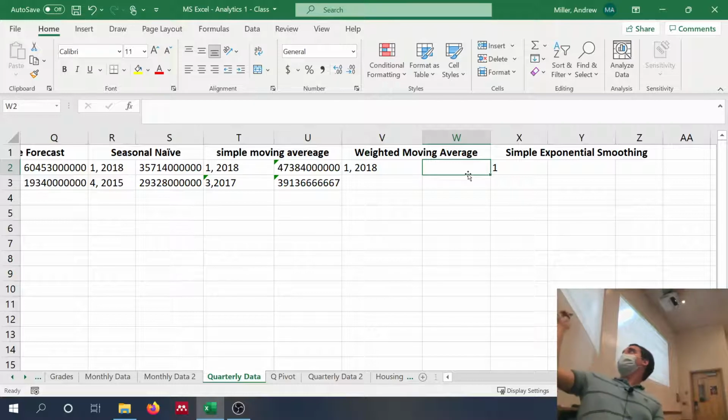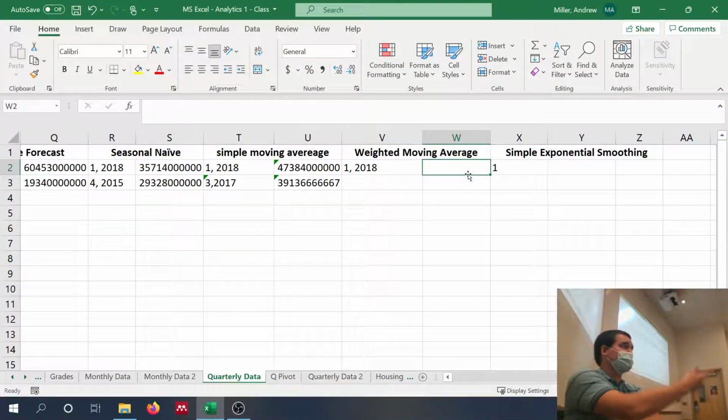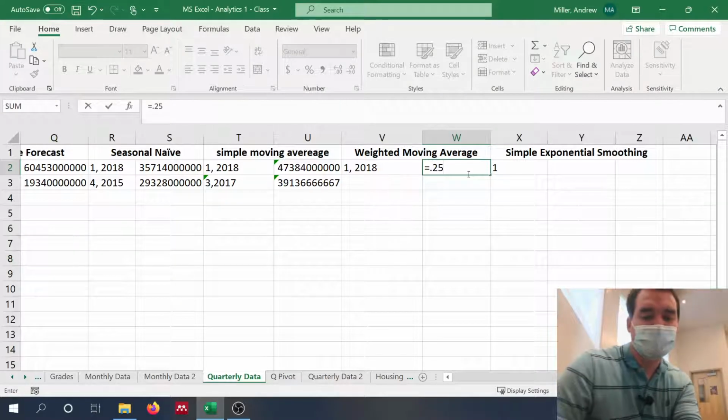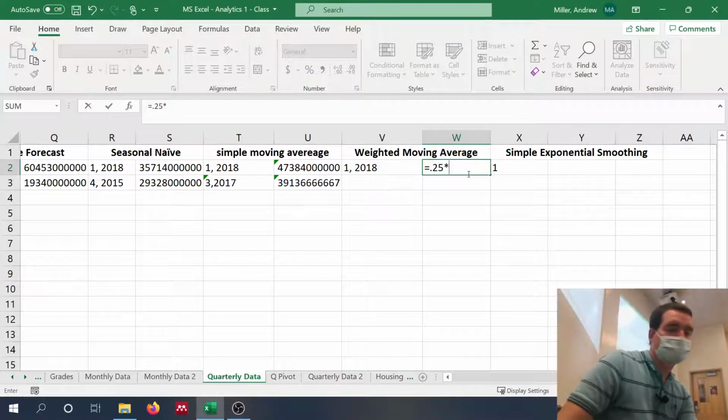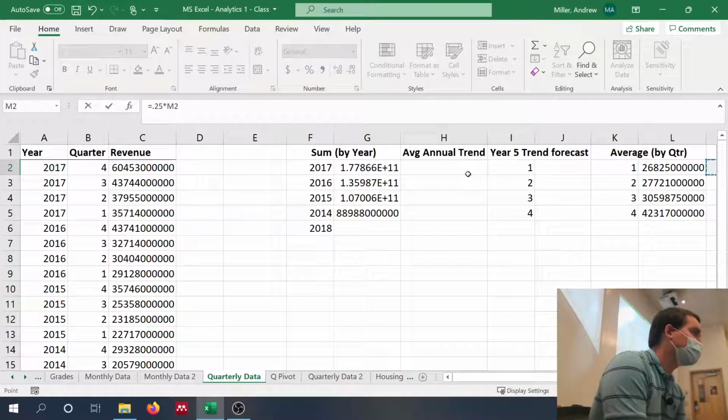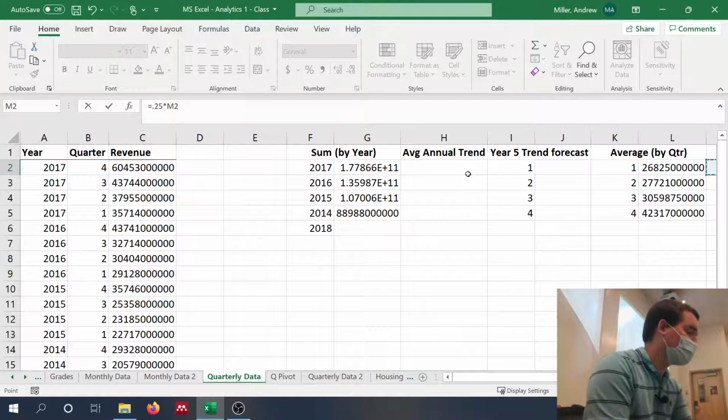So we know the weights are weight 1, 0.25. So that's correct, but let's go ahead and get it in terms of the quarter and year. So if I'm going to get quarter 1, 2018, what am I going to use here? 0.25 times what cell?